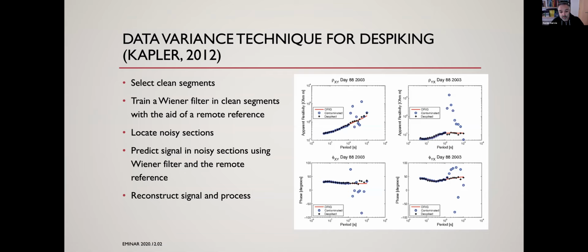On the right, we see a time series, the response of a time series. This is the red line. This data was contaminated by the author, and those are the blue dots, and we can see that they are all over the place and very noisy. After the spiking, it's quite good what the method can do to more or less recover the original signal.